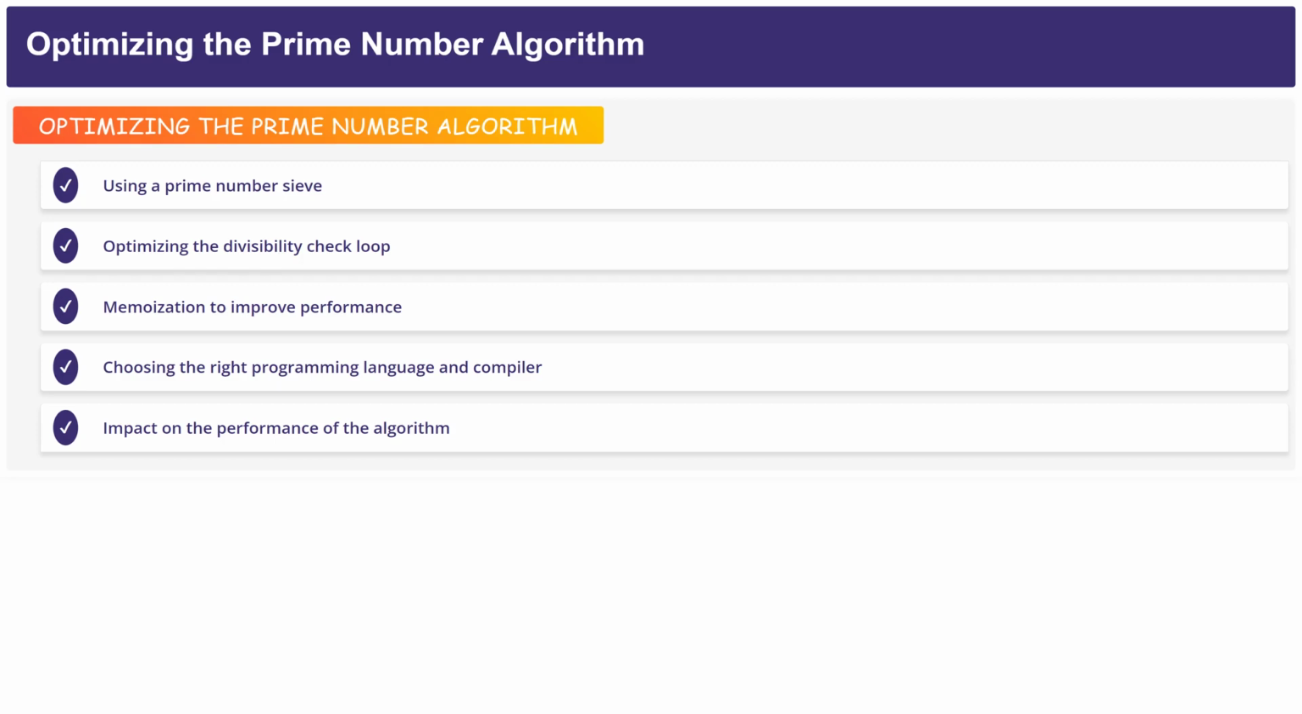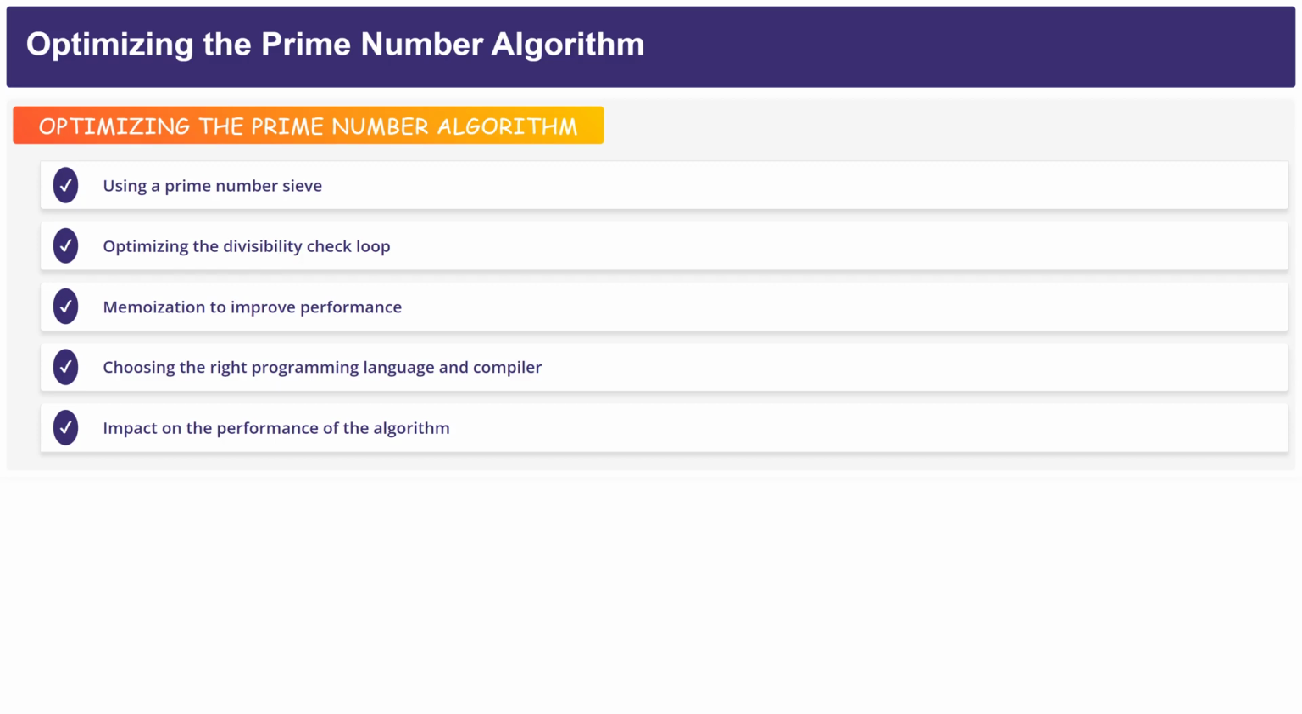Another way to optimize the algorithm is by improving the loop that checks for divisibility. By starting from 3 and incrementing by 2, we can skip all even numbers greater than 2, as they are not prime. This prevents unnecessary checks and improves the efficiency of the algorithm. Additionally, memoization can be used to store previously calculated results and reuse them instead of recomputing. This can further enhance the performance of the algorithm.